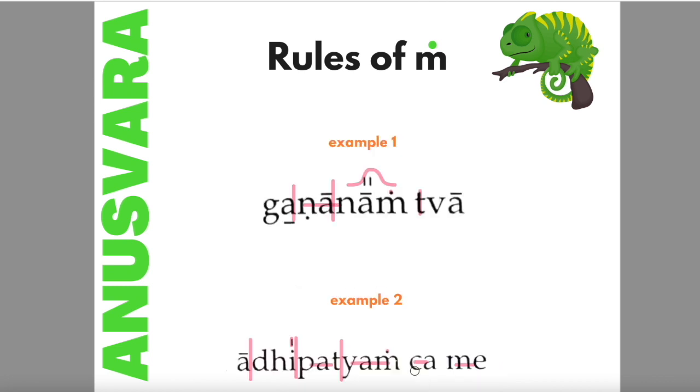This ch occurs quite a bit in the chamakam of the Rudram. And what happens is we have Adi Pat Yam Cha Me becomes Adi Pat Yan Cha Me. Adipatyan cha me, adipatyan cha me.